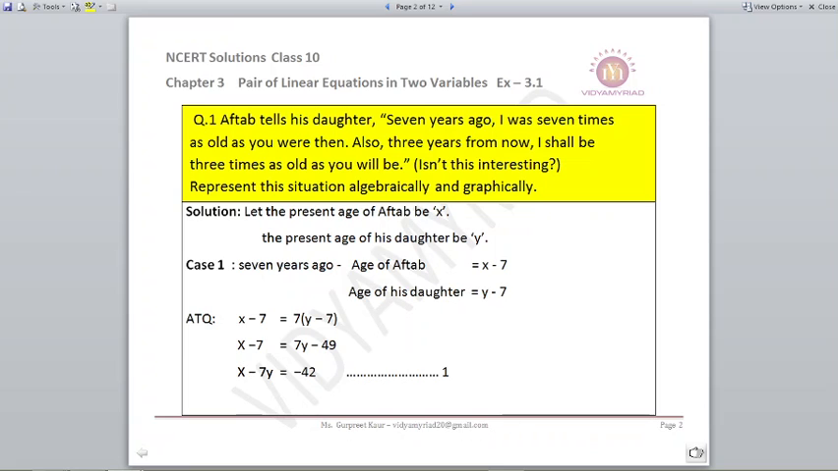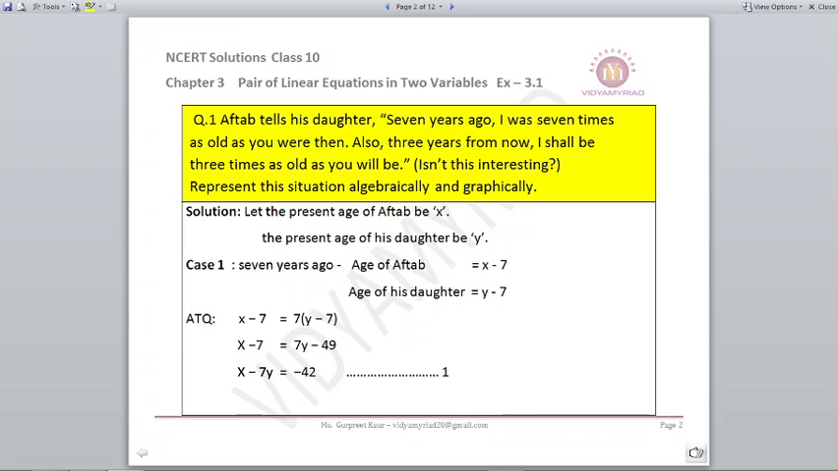They are telling us 7 years ago, that means before 7 years, I was 7 times as old as you were then. So what can be the situation of Aftab? Aftab will be x minus 7 and daughter will be y minus 7. So let us equate it by putting an equal to sign.